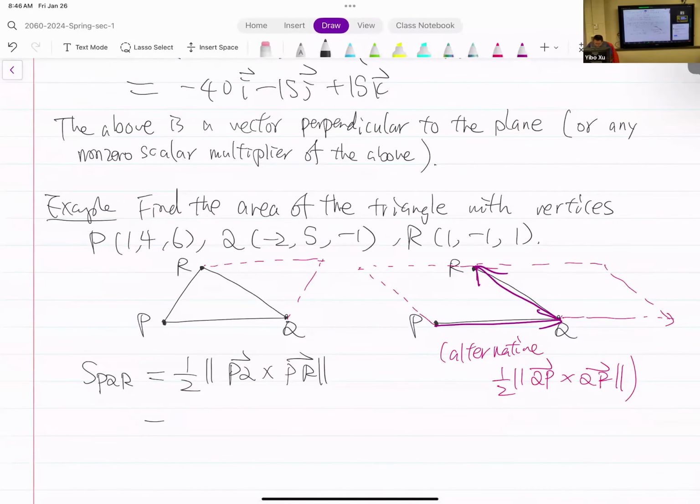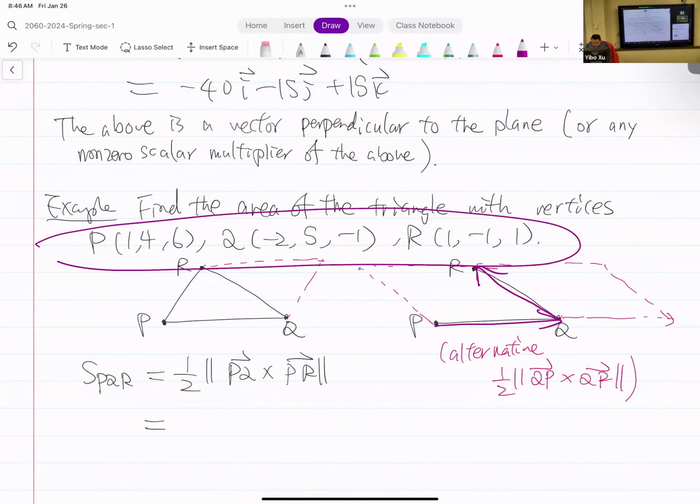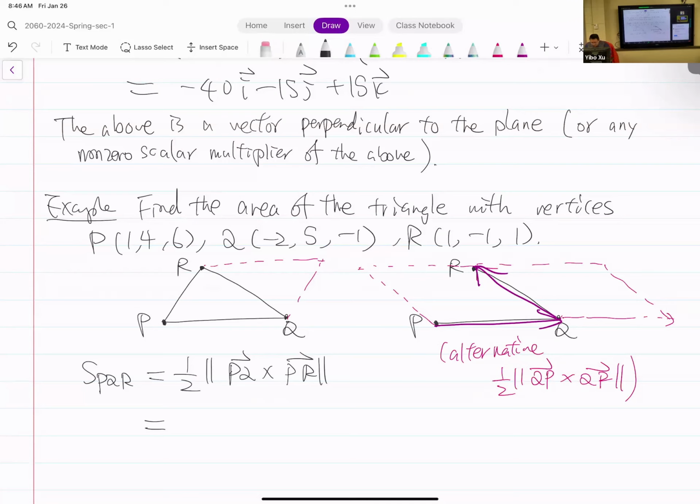So for this calculation, I do realize that these 3 points are exactly the same 3 points from the previous example. So we actually calculated the cross product to be (-40, -50, -15, +15). So we just calculate the magnitude here. So -40 squared, the first entry squared, plus the second entry squared, plus the third entry squared.